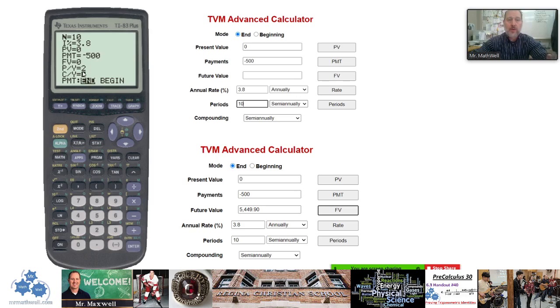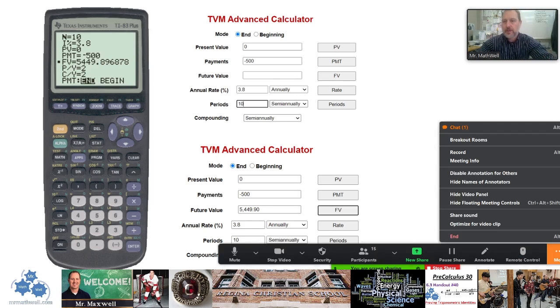Now we've got everything input that we need, and this is how you calculate. You go to future value. That's what you want to calculate, and then there's a little solve button on the enter, so you go alpha, enter, and it will solve for you. You can see now that here's the future value, exactly the same as what we got online. 5449.90, so 5449.896, you'd round that to 90.